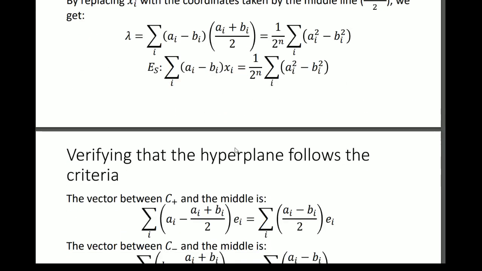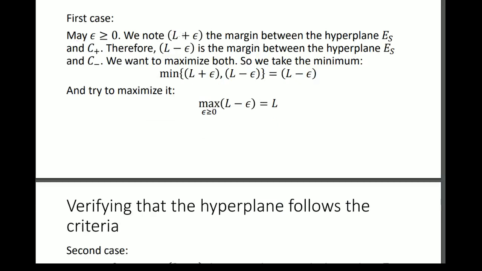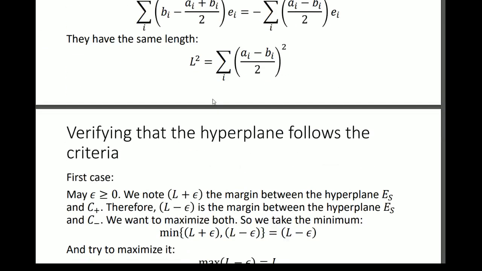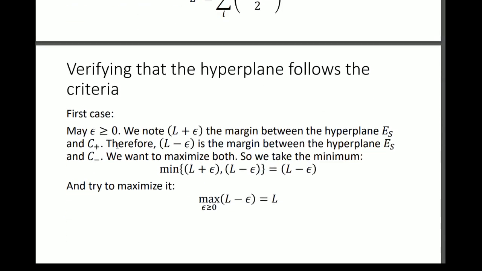We note L plus epsilon, the margin between the hyperplane, well, not ES, because ES is the one we noted earlier, but another hyperplane that fits the condition, and C plus. So we add epsilon, and we note obviously L minus epsilon, the margin between the new hyperplane and C minus. Why? Because we are in the normal, and if you add plus epsilon, in a sense, you have minus epsilon as the margin on the other side. So we want to maximize both, so we take the minimum and we will maximize it.